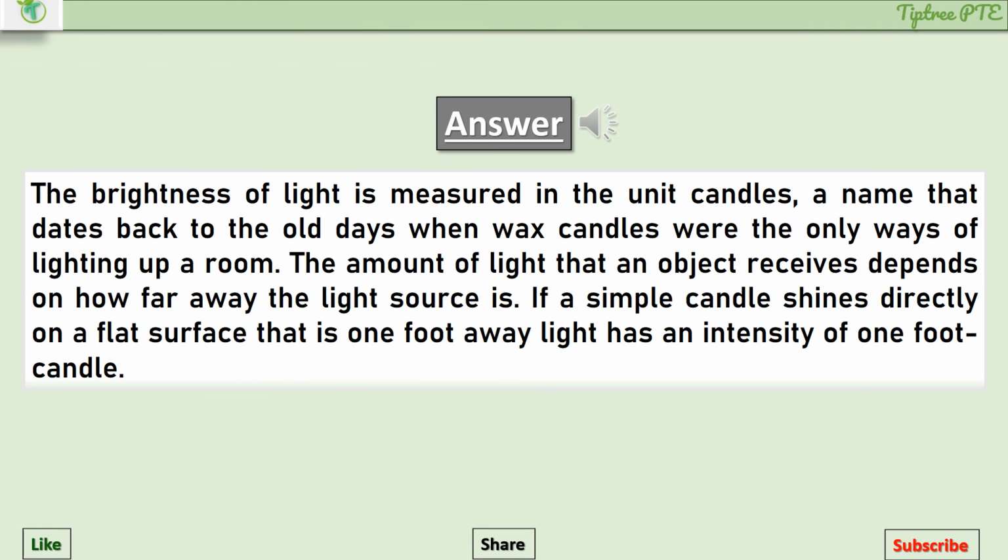The brightness of light is measured in the unit candles, a name that dates back to the old days when wax candles were the only ways of lighting up a room. The amount of light that an object receives depends on how far away the light source is. If a simple candle shines directly on a flat surface that is 1 foot away, light has an intensity of 1 foot candle.